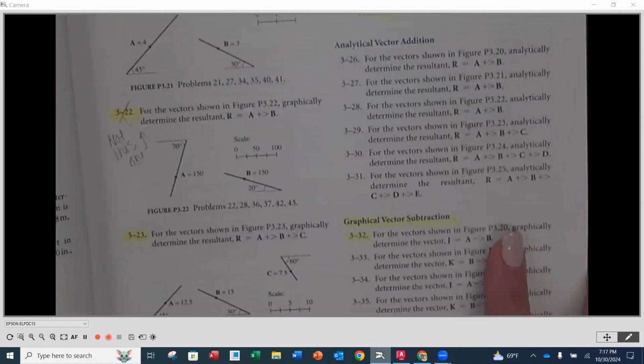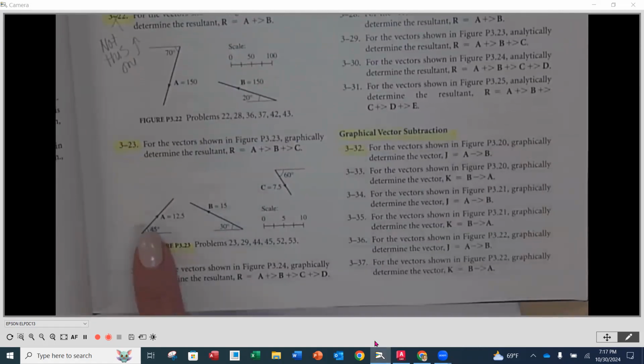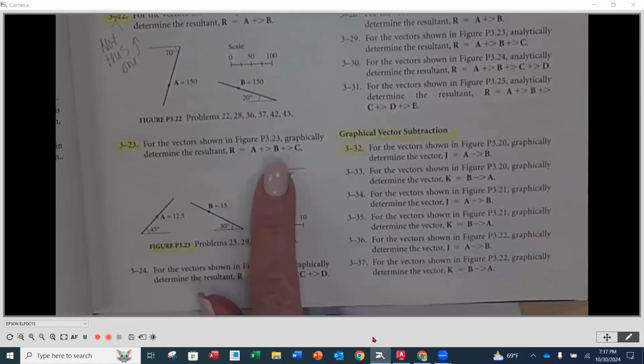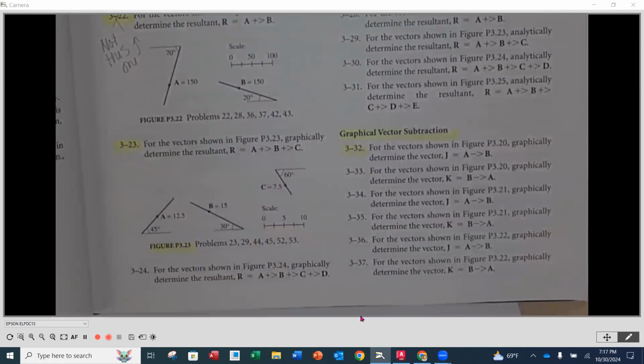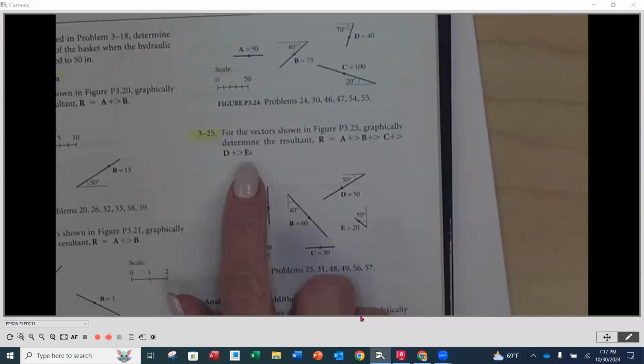And then you've got 323, 3 vectors. You're going to be adding A plus B plus C is going to be equal to R. And then the other vector addition that you have is going to be number 25. Here we have 4 vectors to add together. Okay. I'm not sure why, I think it's a typo. It says ES here, but it's just E as our vector. So if you're wondering what the S means, I don't know either. All right. So that's 25. Any questions on vector additions?